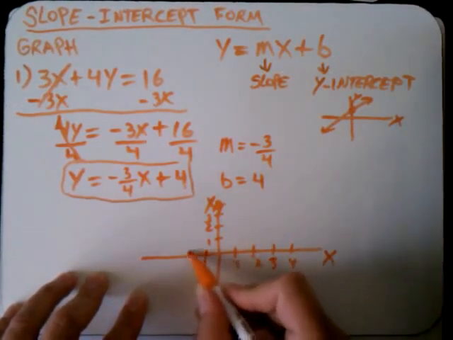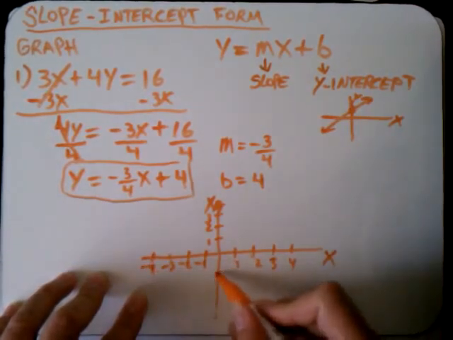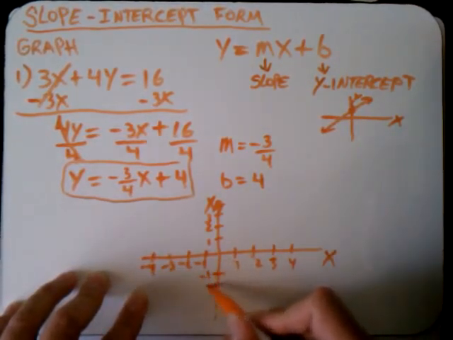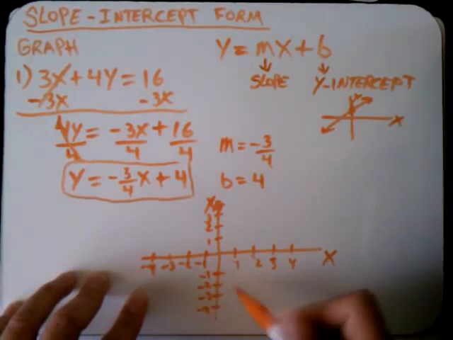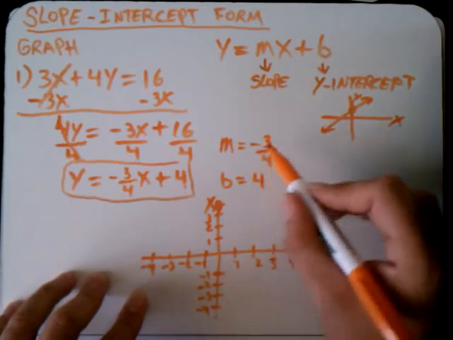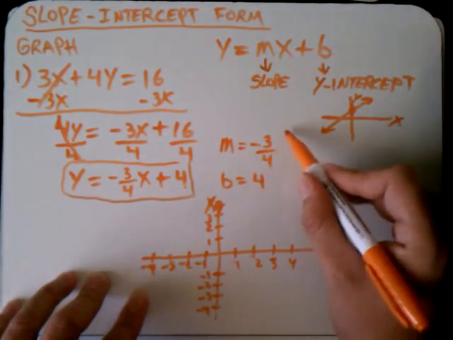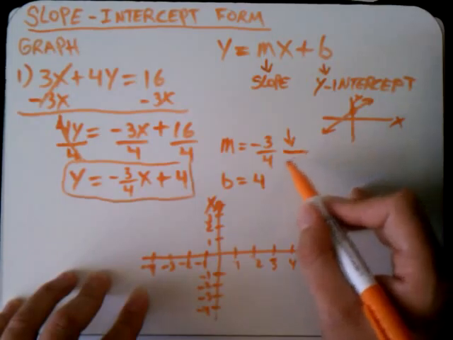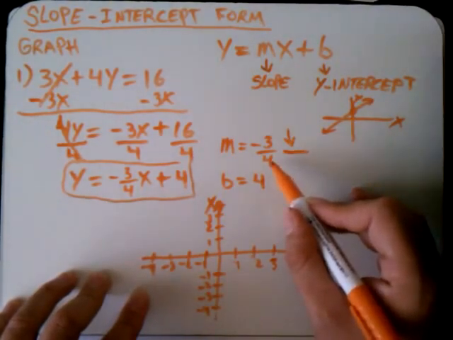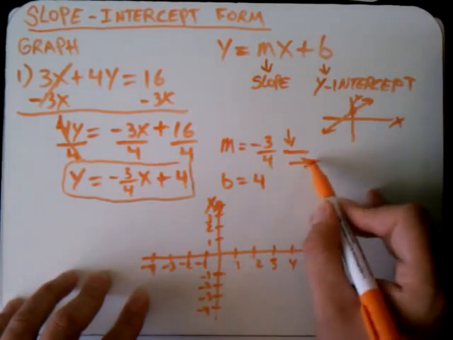This is minus 1, minus 2, minus 3, minus 4, and the same going down. Minus 1, minus 2, minus 3, minus 4, okay? So the way the slope works is that the top number is going to tell you to go up or down. In this case, it's a negative, so we're going down. And then the bottom number, if it's positive, is going to tell you to go right, okay?